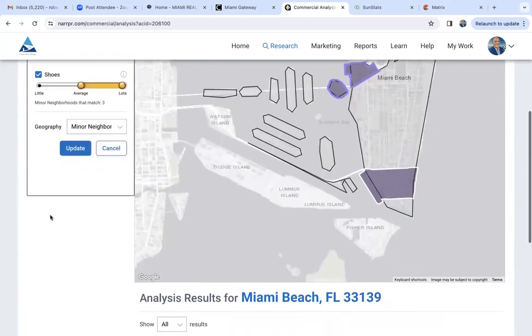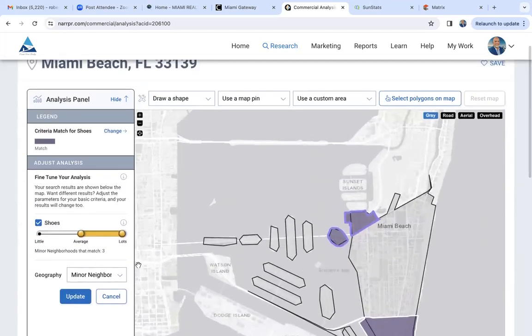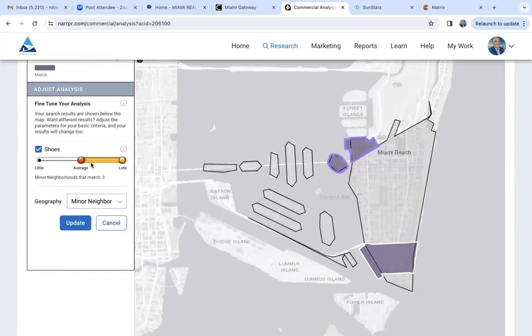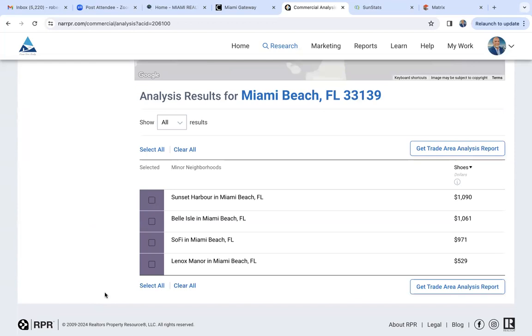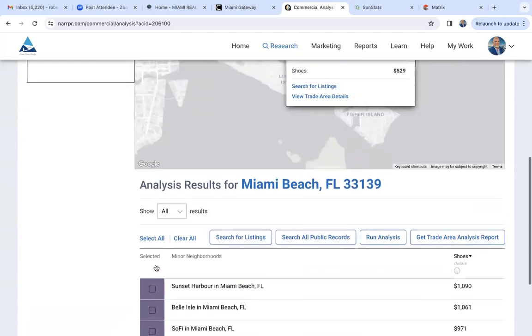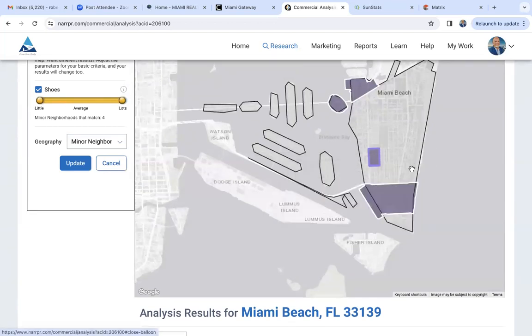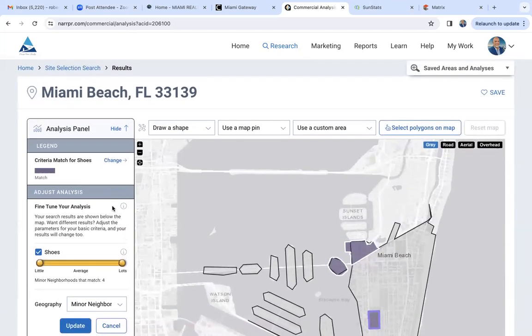And they're spending 1,061. If you want to see the full map, if you want to see everyone, you see this little thing that I keep on sliding back and forth. Let's go all the way to little, so from the least to the most. And we have here now 529. This area right here in South Beach spends the least amount. Okay, so it's pretty cool.